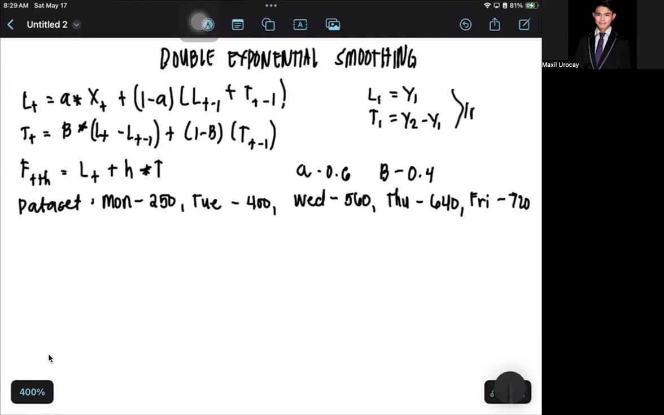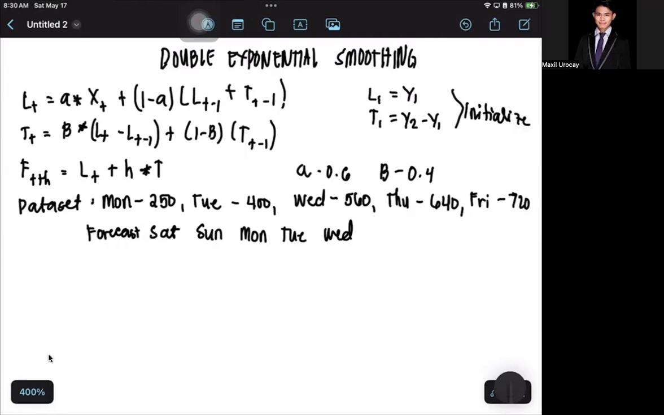So here we'll begin to calculate, as mentioned, using the initialization method. We have the alpha parameter as well as the beta set to 0.6 and 0.4. Since we do have the data set here, we'll begin to forecast Saturday, Sunday, Monday, Tuesday, and Wednesday. So those will be the dates that we'll forecast in the future.